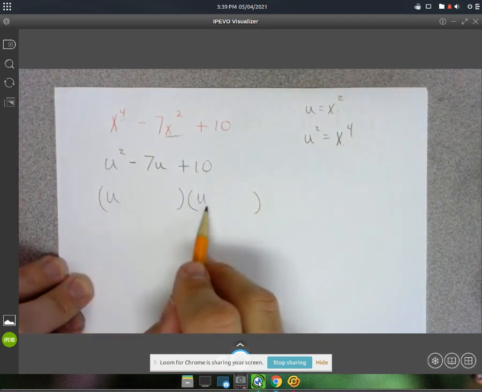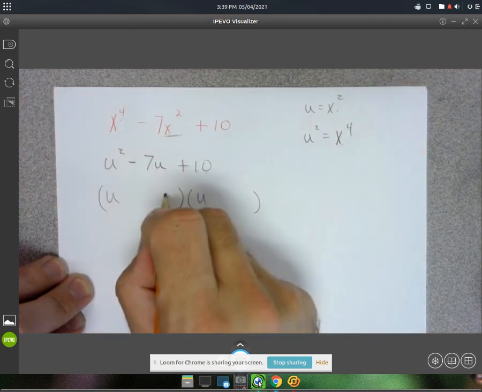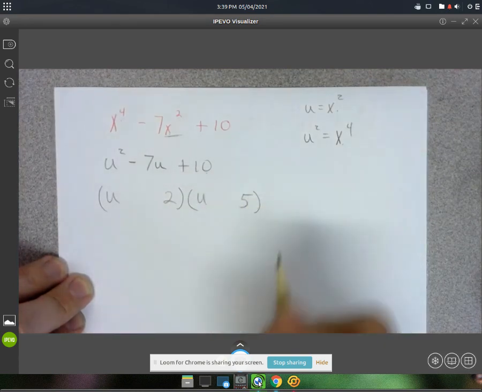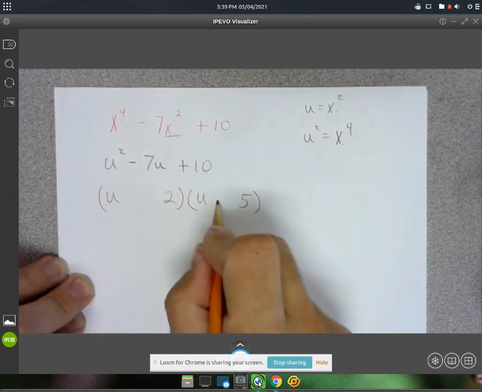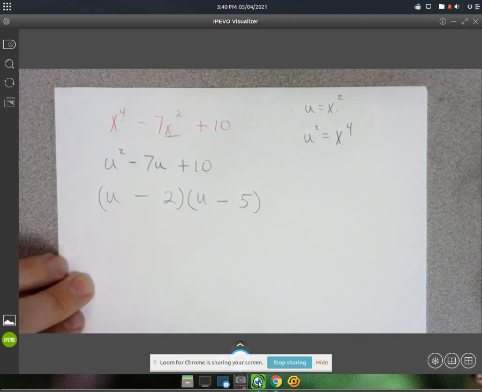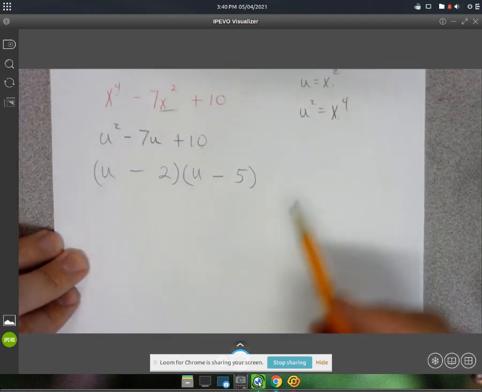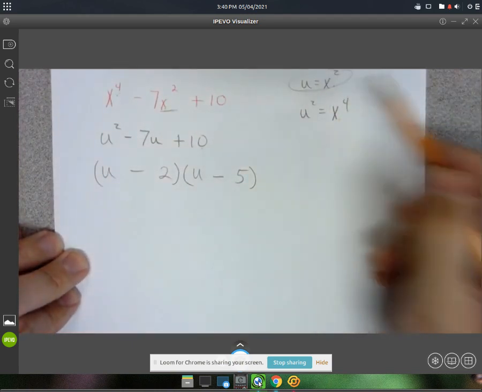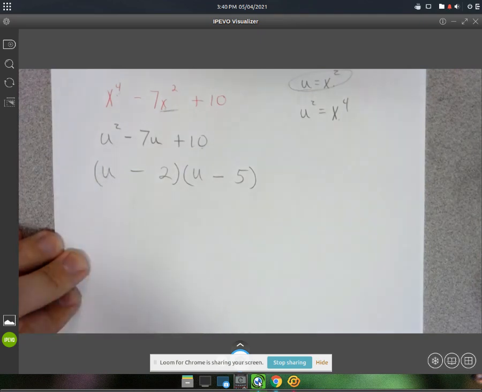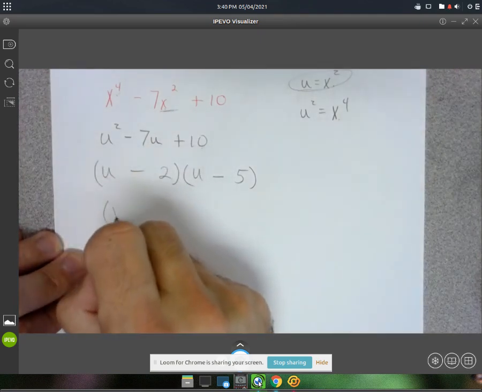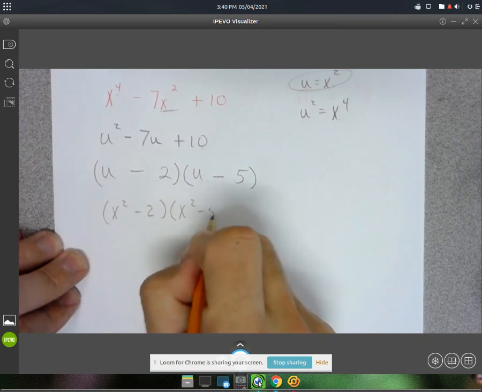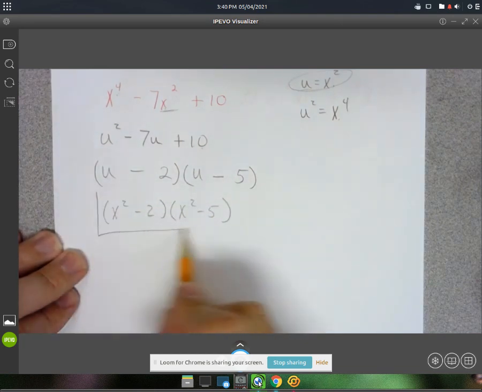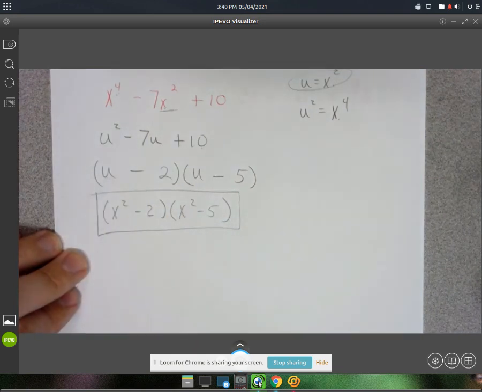So u times u gives me u squared. This is going to be a 2 and a 5. They are the same signs because it's positive 10 and they're both negative. Cool. Last thing you would do here is substitute back in your x squared. Replace that u with an x squared now. So it's x squared minus 2 and x squared minus 5. Cool. And that one is complete.